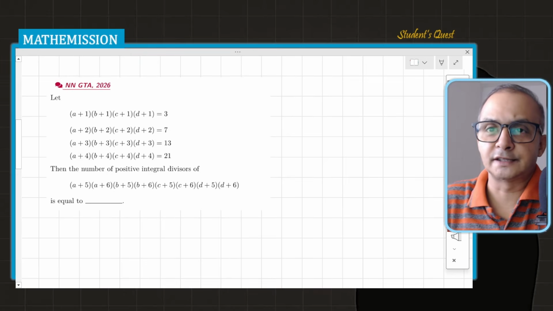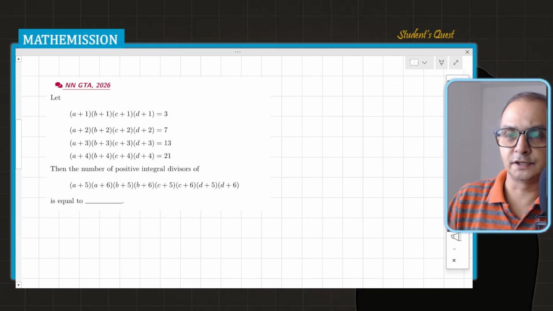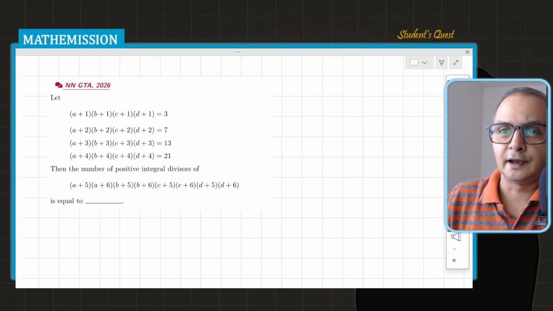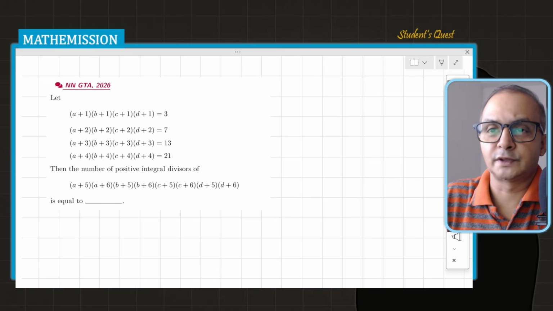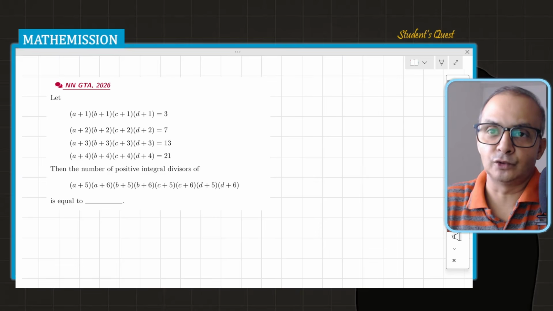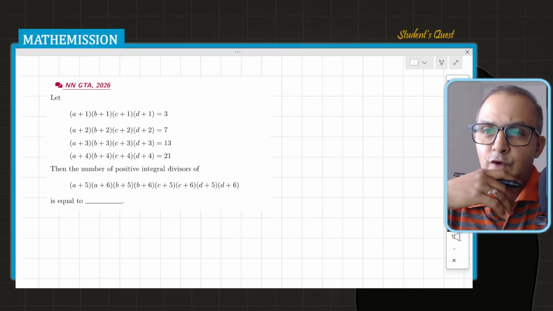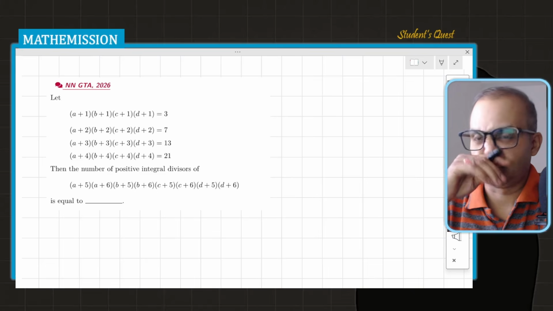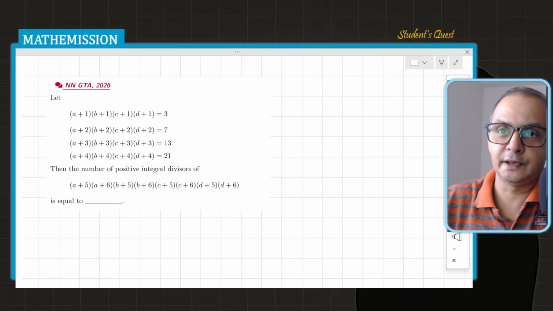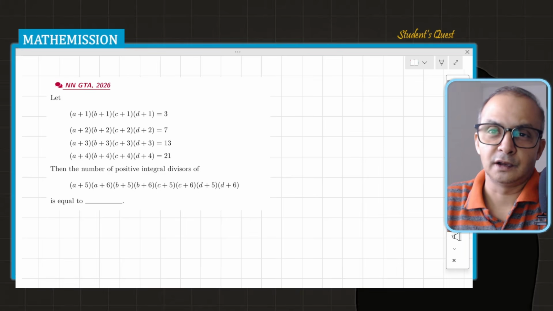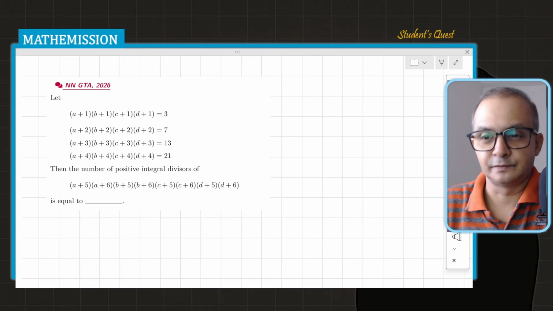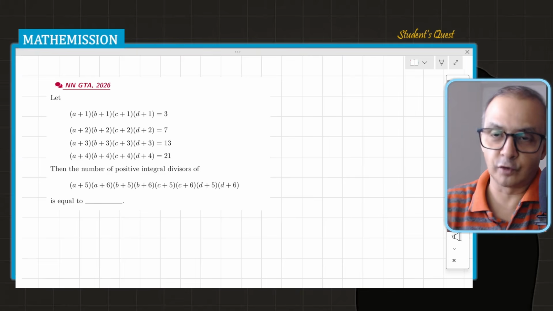This question says that I have 4 numbers first, a, b, c, d, and it says that (a plus 1)(b plus 1)(c plus 1)(d plus 1) is 3, (a plus 2)(b plus 2)(c plus 2)(d plus 2) is 7, and so on. So of course what we can think is that these values 1, 2, 3 are the placeholders for x, meaning we are substituting for the x.